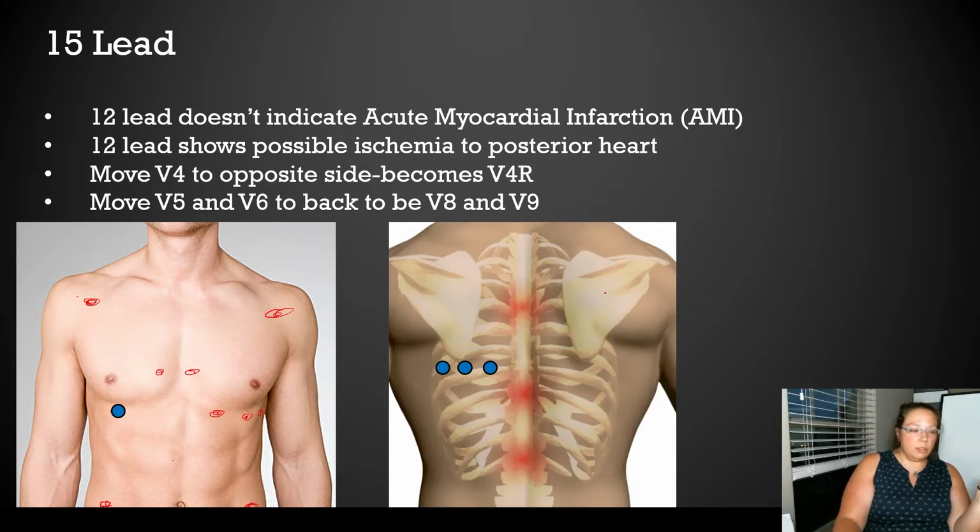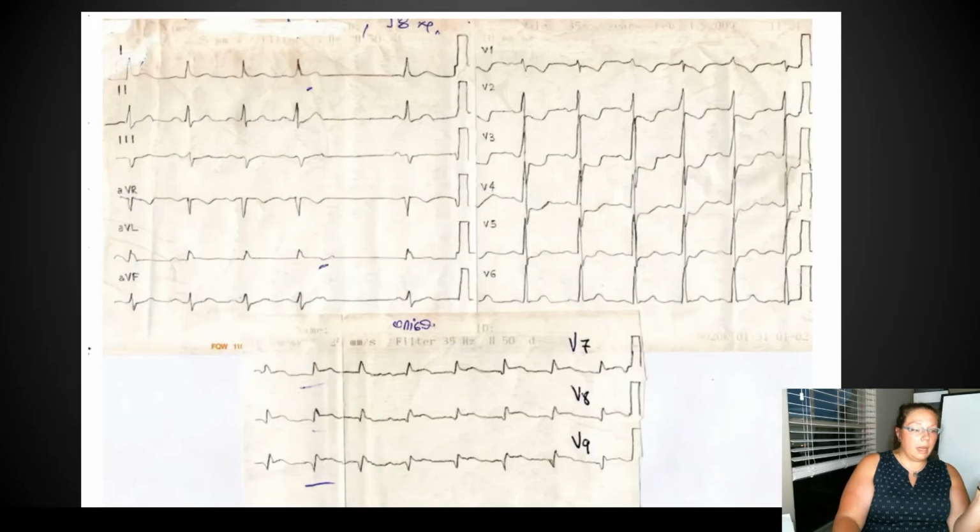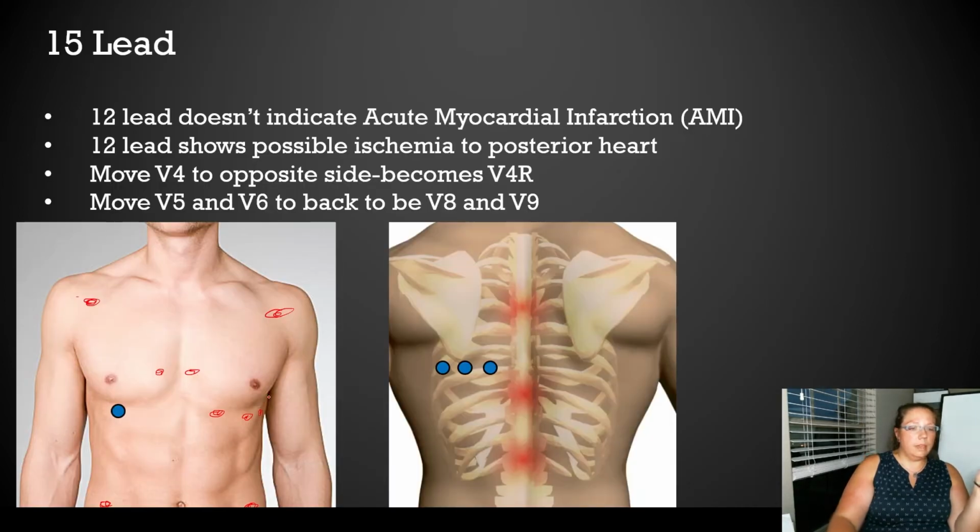I know there's a lot of numbers flying around. But technically, if you were doing a 12 lead, this here would be V5. This would be V6. But since it's a 15 lead, we already did our 12 lead. We take 5 and 6 off. We put 5 under the shoulder blade, making V8. And then V9 between the shoulder blade placement and the spine. So that is where you put your leads for a 15 lead.